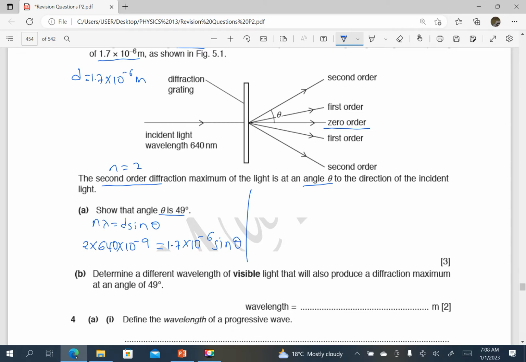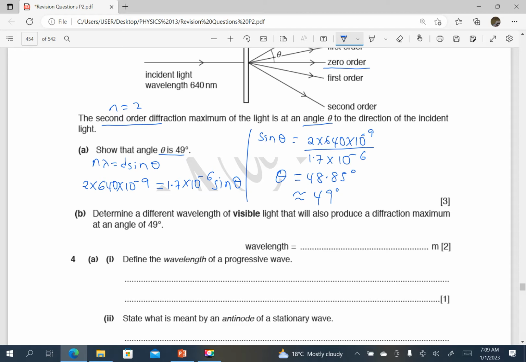I don't always want to do a lot of mathematics here, but I'll simply divide both sides by this value. This is wastage of mathematics, but I will show it. Sine theta is going to be 2 times 640 times 10 power negative 9 divided by 1.7 times 10 power negative 6. Then take the sine inverse of the answer. It is giving me theta as 48.85 degrees, which is approximately 49 degrees.